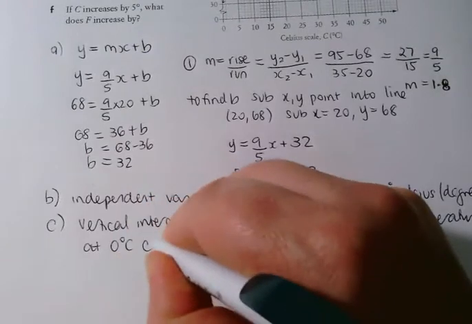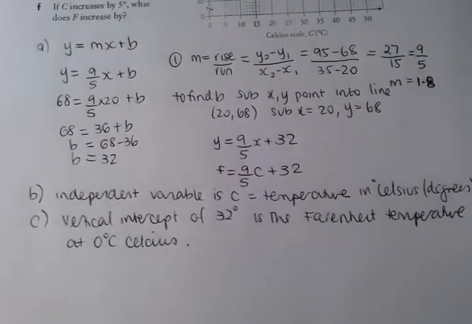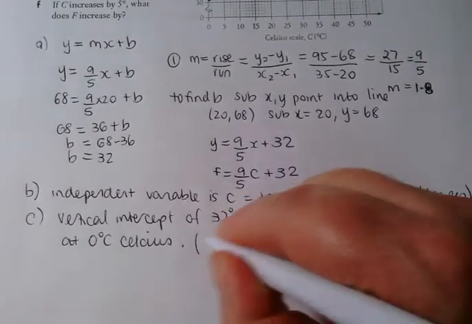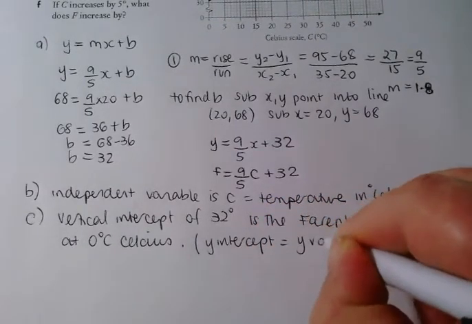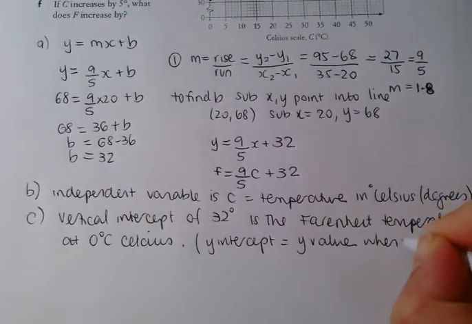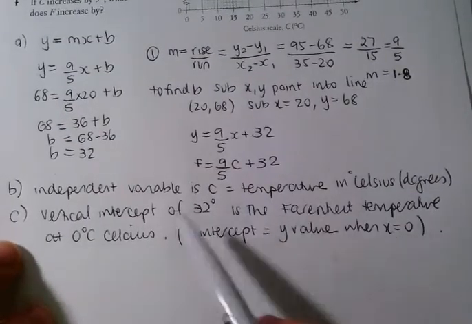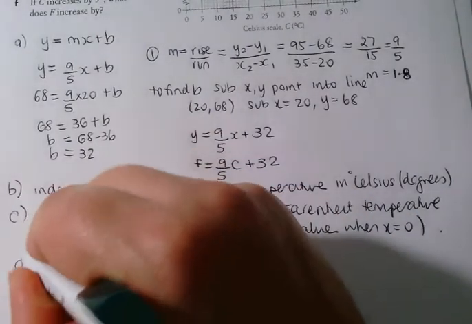0 degrees Celsius. Remember, the y-intercept is always your value of y when x is 0. So always, the y-intercept equals the y value when x equals 0. Okay? So it's the Fahrenheit temperature of 32 degrees for 0 degrees Celsius.